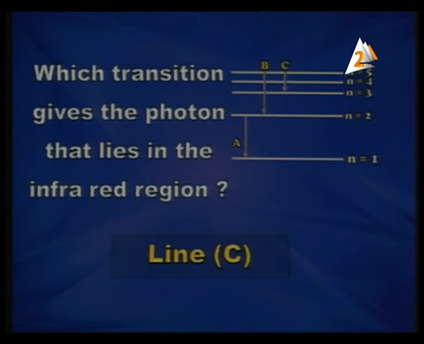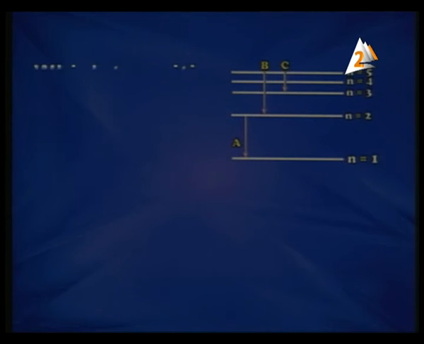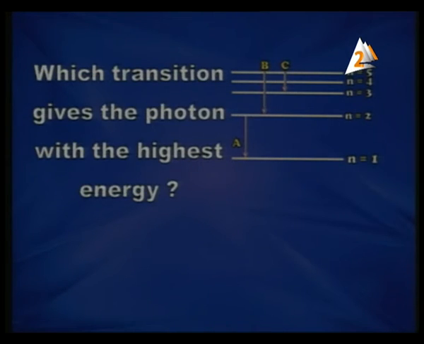Because line A, the electron relaxes to the first level, it is Lyman. And what about B? It is Balmer. So it must be line C. Which transition gives the photon with the highest energy? Highest energy is the first group, highest frequency. It is the ultraviolet region. It is line A. Thank you very much.